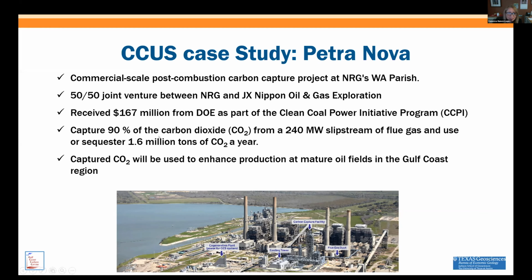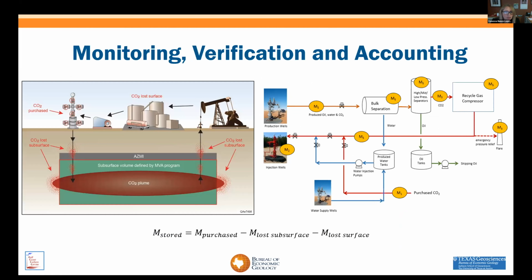And it captured 90% of a 240 megawatt slipstream of flue gas. And it started sequestering about 1.5 million tons of CO2 per year since 2017. I'm going to go over this a little later. So we designed the monitoring program, and we successfully monitored the CO2 geologic permanence through the operation.